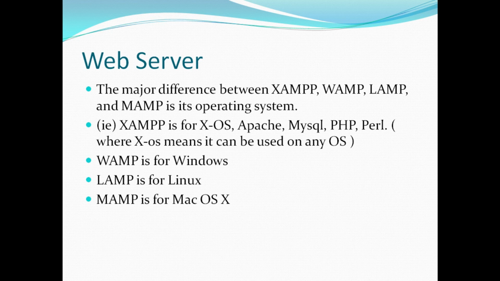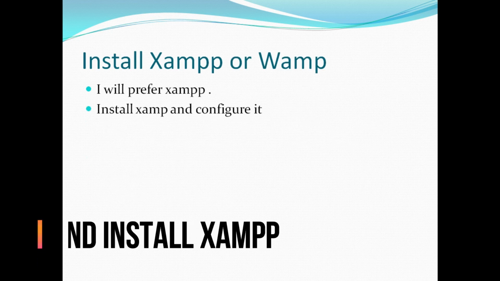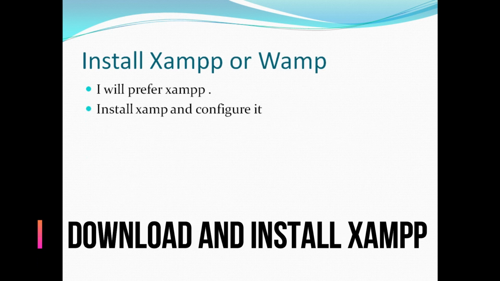LAMP is for the Linux operating system, and MAMP is for Mac operating systems. So in this tutorial, I prefer XAMPP. Basically, XAMPP is for all operating systems. Okay. So in the next slide, we download and install the XAMPP local server, and I will show you how to download, install and set up the server in your local computers. Okay, so let's download and install XAMPP.